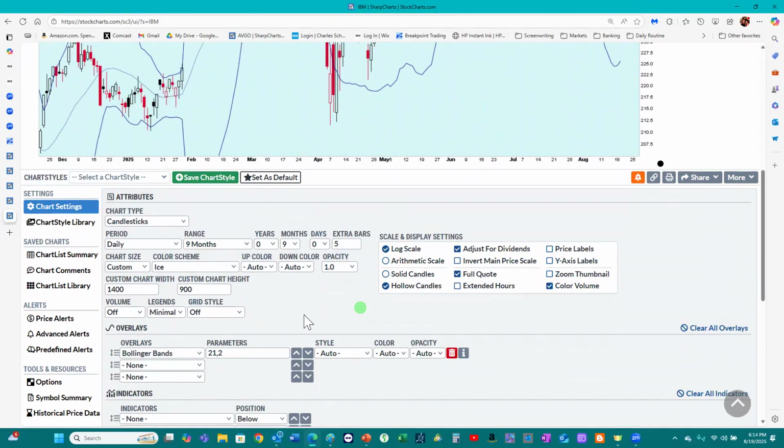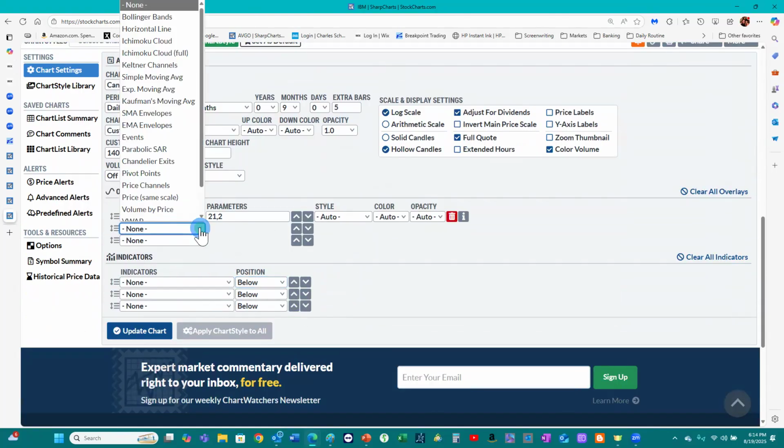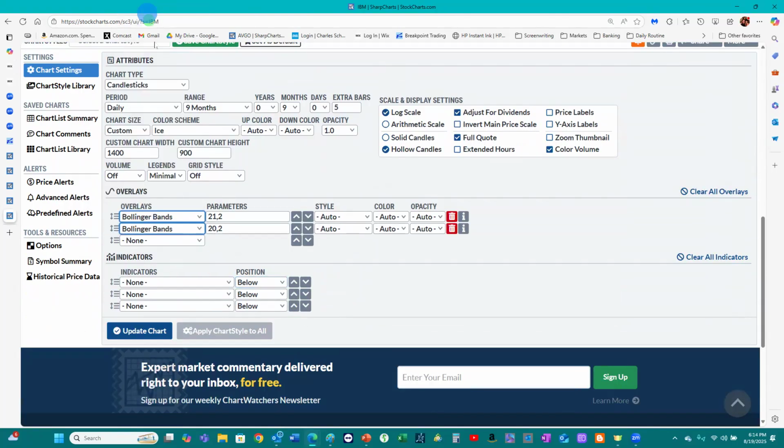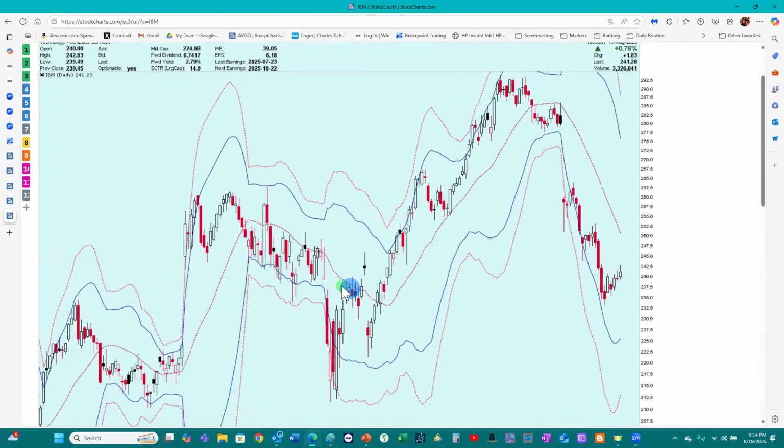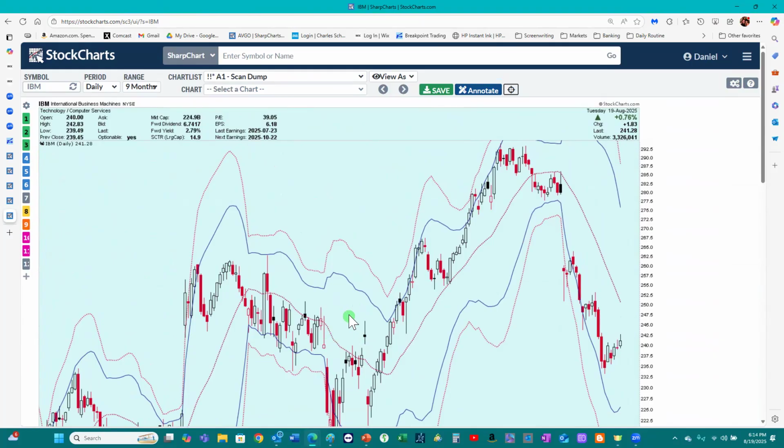Now, what if I wanted to show 3 standard deviations instead? So let's use Bollinger Bands. We'll make it 21 again. But in this case, we'll make it 3 standard deviations. And let's make it red so you can see the 2 of them. And make it a dashed line. All right, so now there's 3 standard deviations.